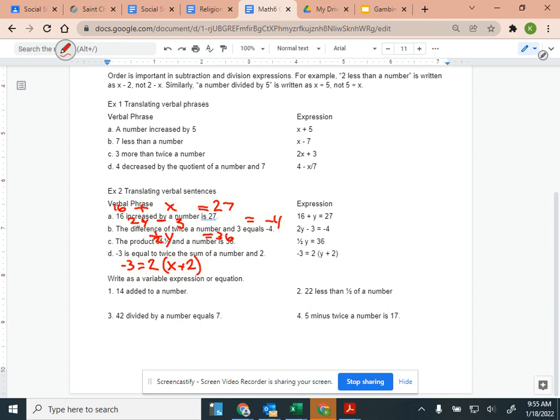So now we have our go at translating these phrases and sentences into our expressions and equations. Write as a variable expression or equation. So actually over here, I wrote expression by mistake. This should say equation. An equation has the equal sign. So look at number 1. Write as a variable expression or equation. 14 added to a number. How would I write that, Zoe?